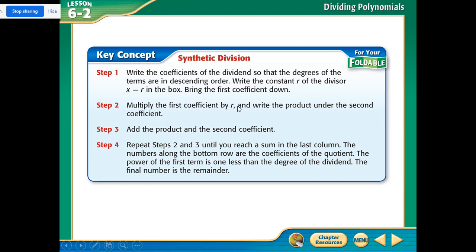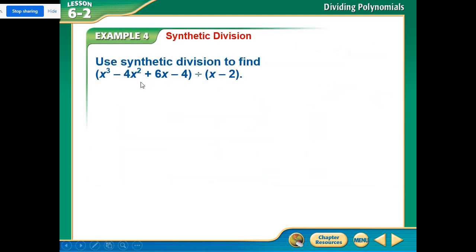Multiply the first coefficient by r, and then write the product under the second, add down, and then you repeat 2 and 3 until you are done. All right, so let me go through this. All right, so here's the value. Now they want us to write the coefficients. Remember, the coefficients are the first parts here. So that's step 1. It says, well, let's write all the coefficients.